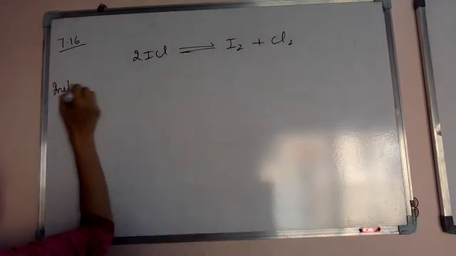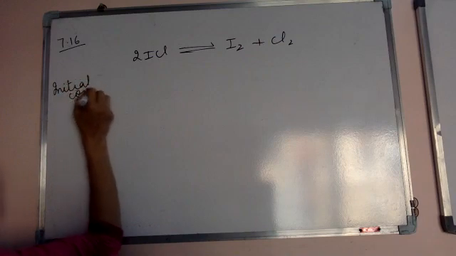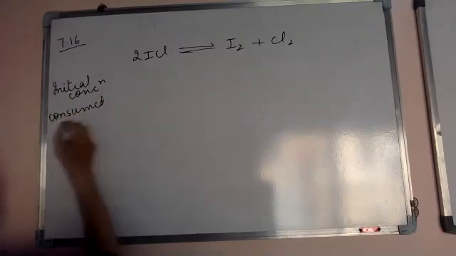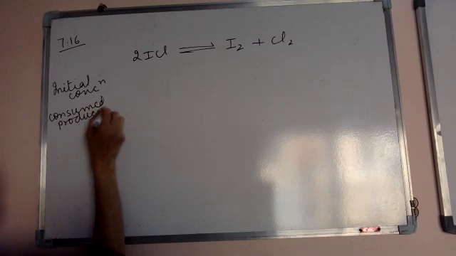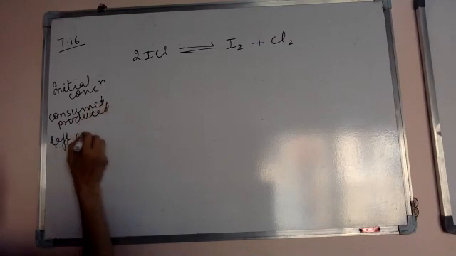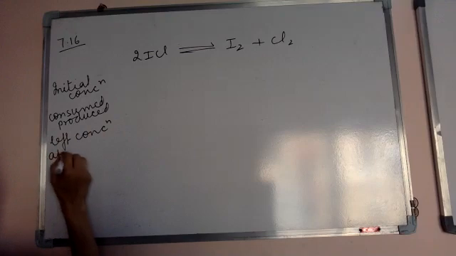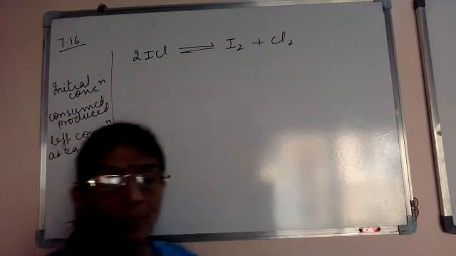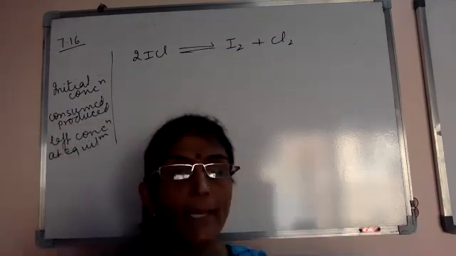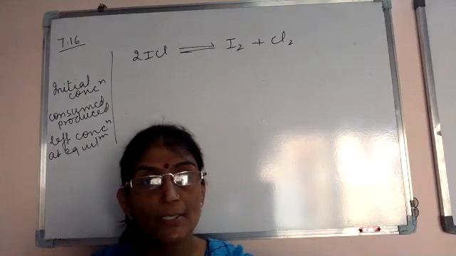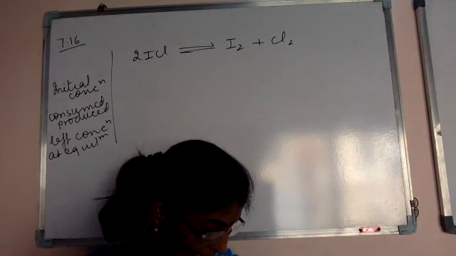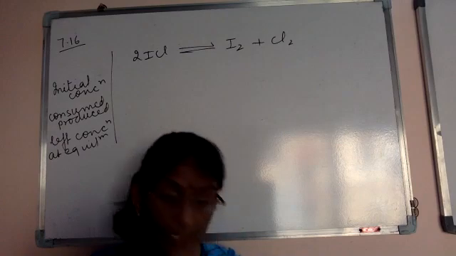What do we have to write in the table? First of all, the initial concentration, then what do we write? Consumed, produced. After that, left concentration at equilibrium. This table we have to form. Three things we have to write: initial concentration, then consumed or produced, after that left concentration at equilibrium. And what do we have to find out? We have to find out the equilibrium concentrations.